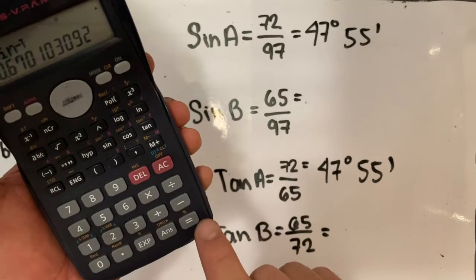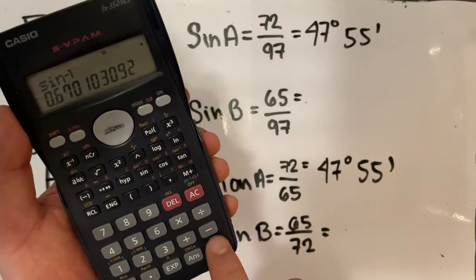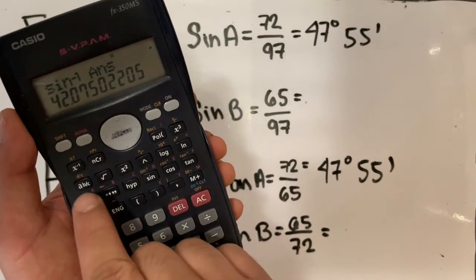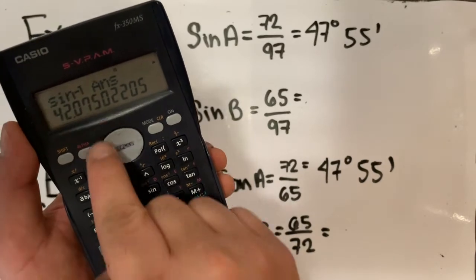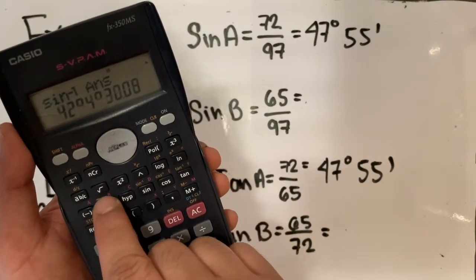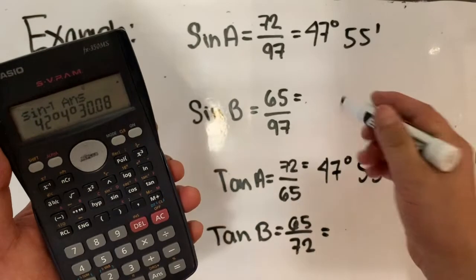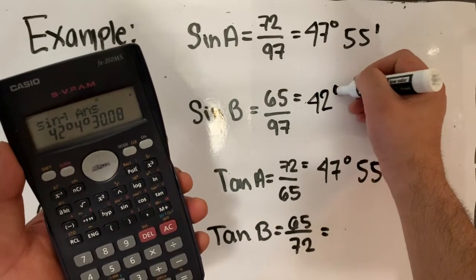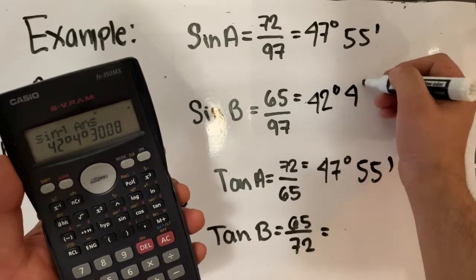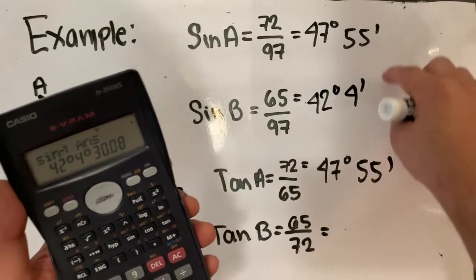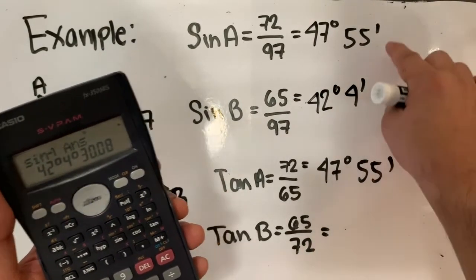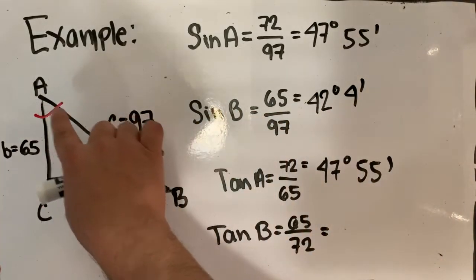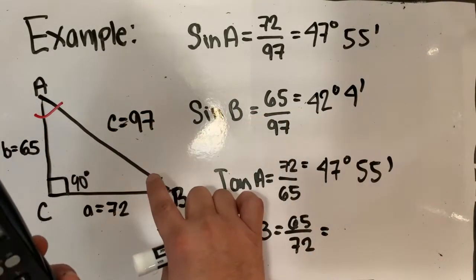Okay, now I have to press the button equals to, and finally I have to press the button of degrees to convert this result into degrees. And the answer is 42 degrees with 4 minutes. These answers cannot be the same because we are talking about the measures of two different angles.